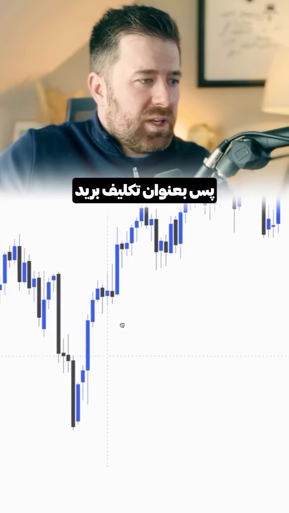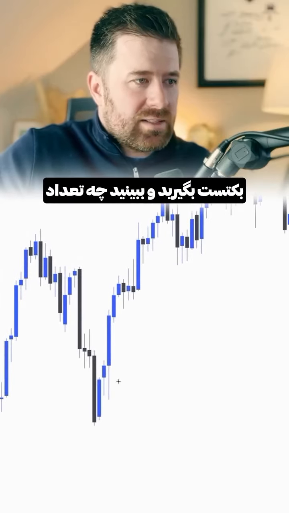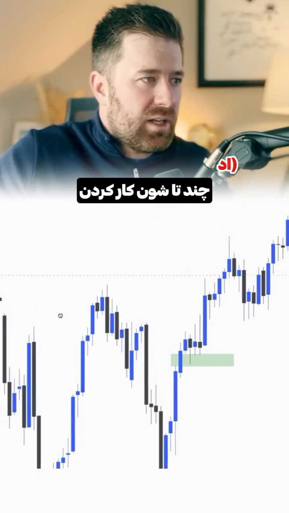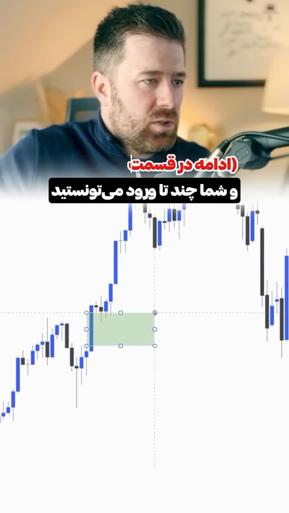So your homework would be here, go and back test and see how many levels of imbalance you can find, see how many of these levels get respected, and see how many entries you can potentially find.